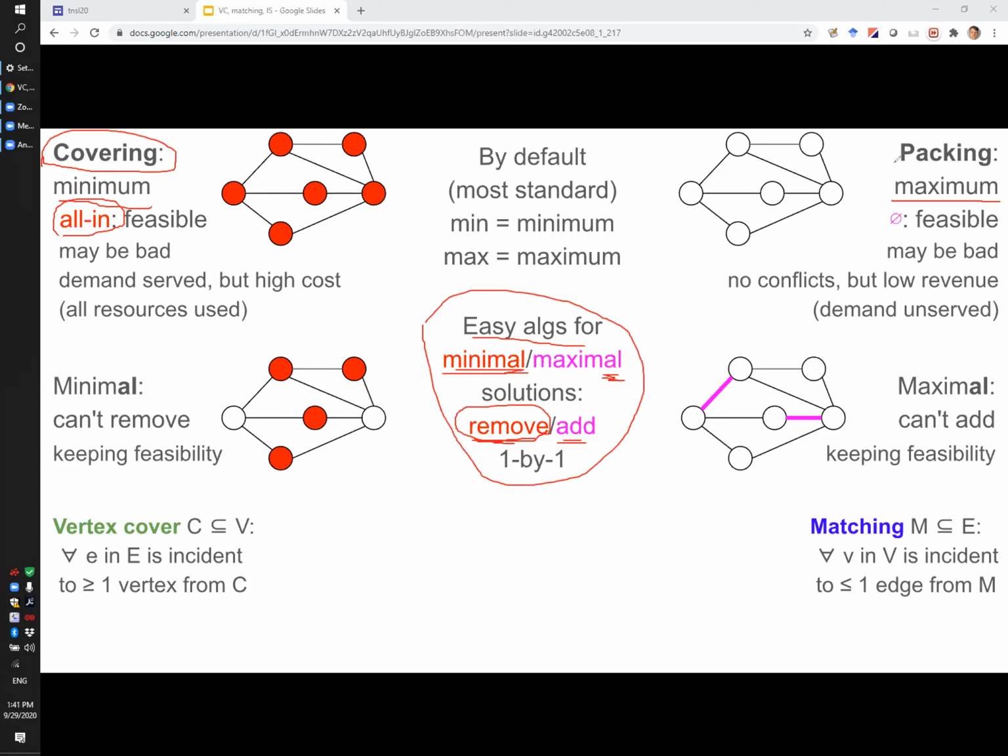And similarly, for a packing problem, you can find a maximal solution by starting from the empty set and then adding the edges one by one until you can add no more. And by definition, you know that you will be at the maximal or minimal solution, which may or may not necessarily be minimum or maximum, but whatever. You still have some solution which you cannot improve, at least locally.